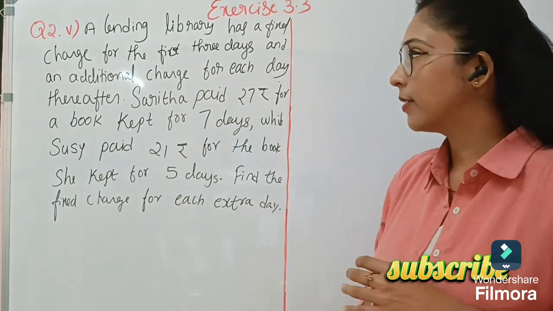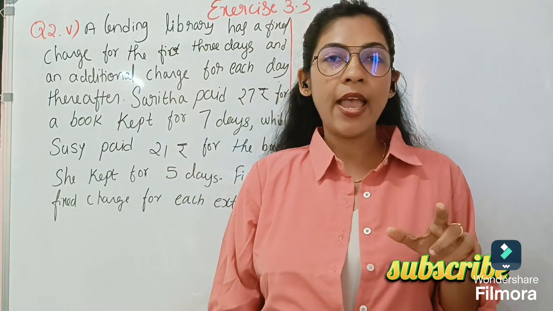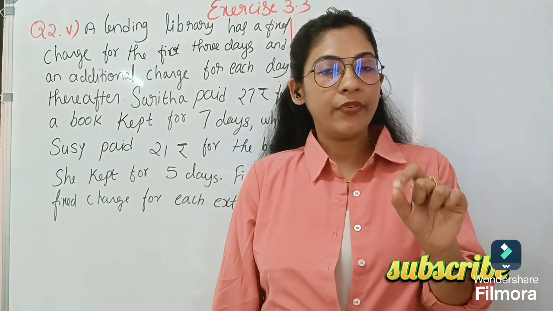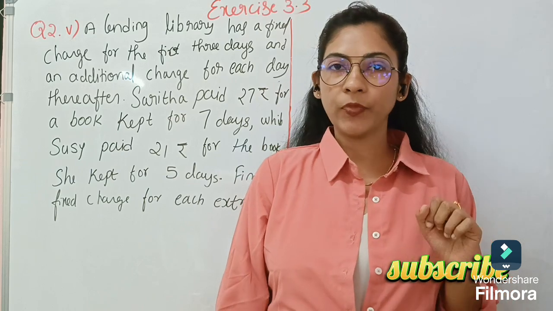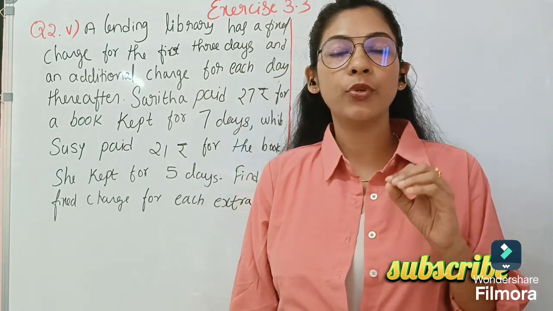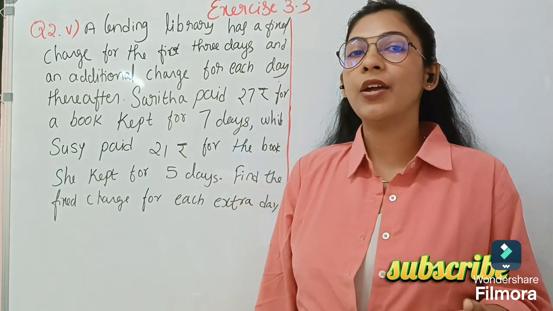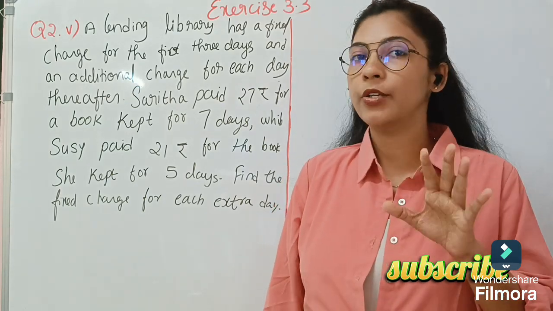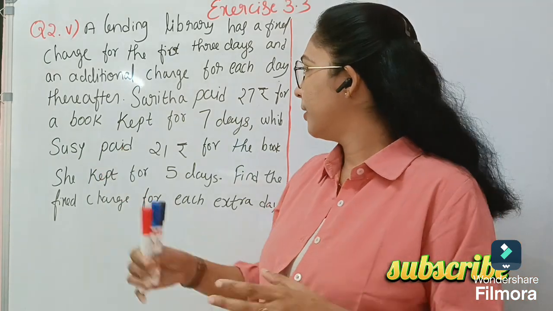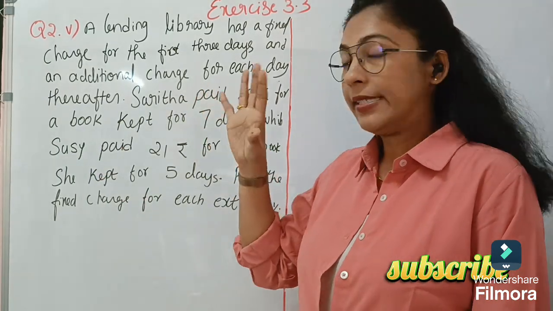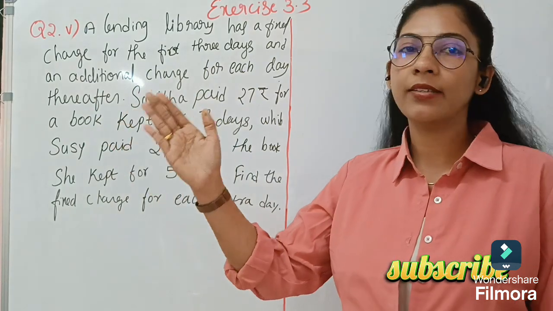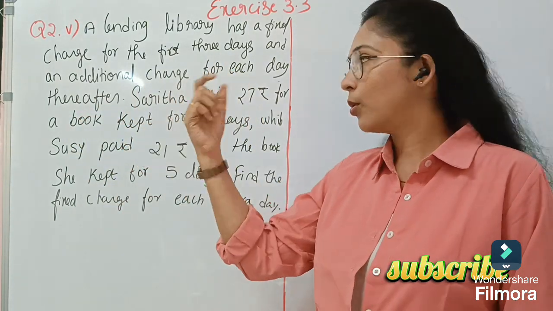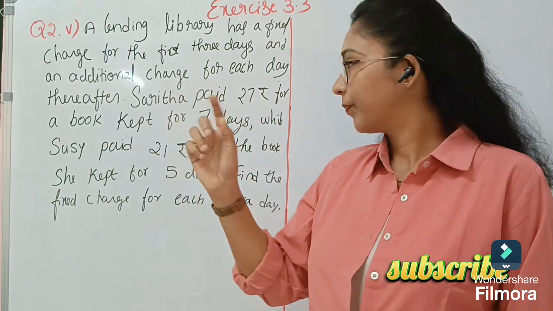In this case, if we take a book and keep it for some days, we have to pay both a fixed charge and an additional charge. For the first 3 days we have to pay only the fixed charge, then after that we have to pay some amount for each and every day. Did you understand? So Sarita paid rupees 27 for 7 days. That means for 3 days she pays the fixed charge only, then after that she pays the fixed charge and also the charge per day.